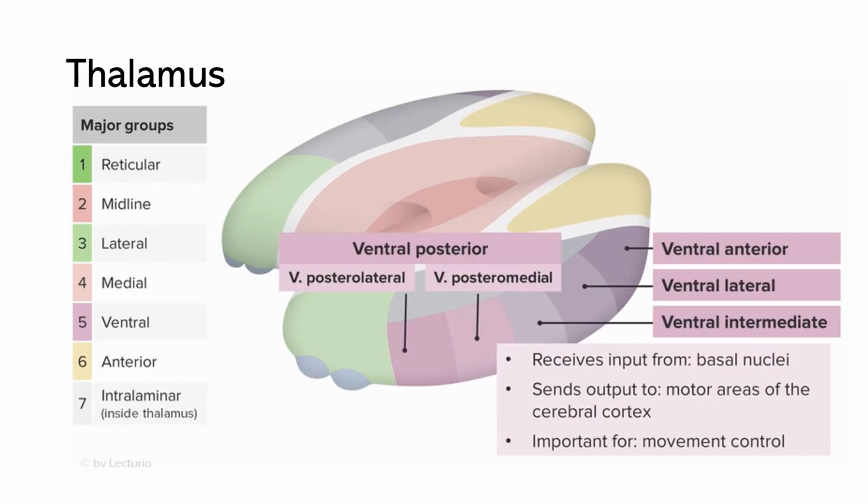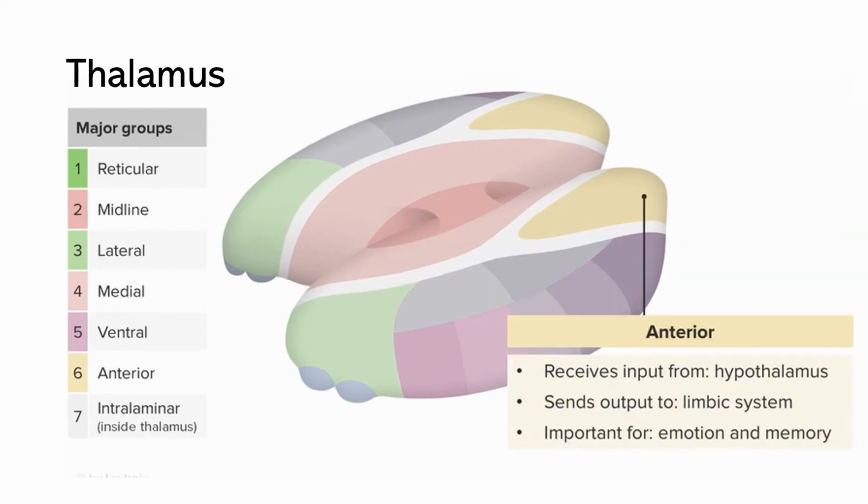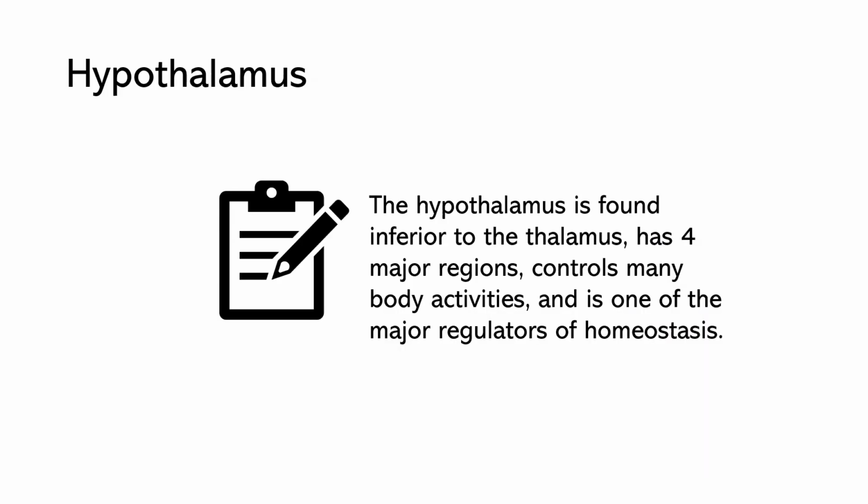The next nuclei is the ventral group. This is actually made up of 5 different groups of nuclei. They receive input from the basal nuclei and also send output to the motor areas of the cerebral cortex. Because of this, they function in movement control. The anterior nuclei receive input from the hypothalamus and send output to the limbic system. This is important for emotions and memory.